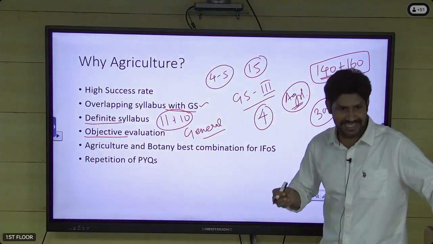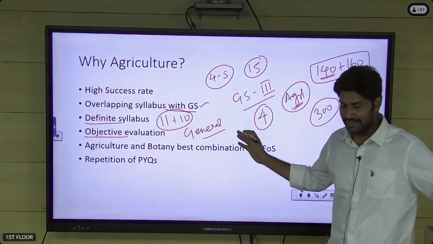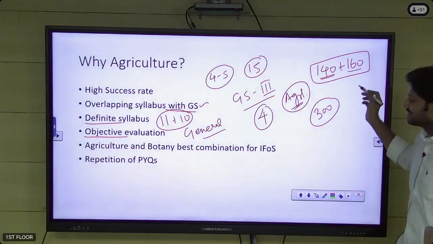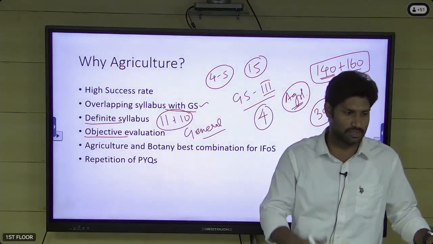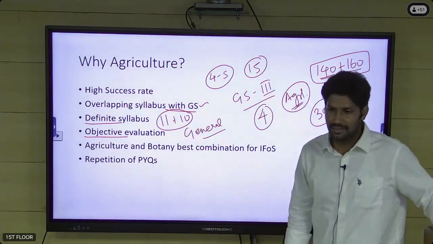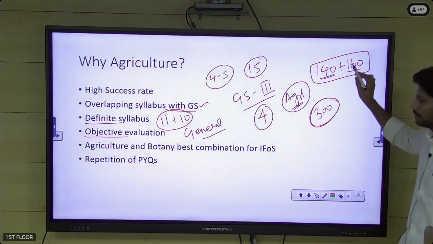Actually, it seems easy, but scoring is difficult in paper 1. I will tell you the reason later. And paper 2, since it's technical in nature, if you prepare well, you can score more than 160, more than 170. So we can score more than 300 in the agri optional. We can exploit more marks in paper 2.